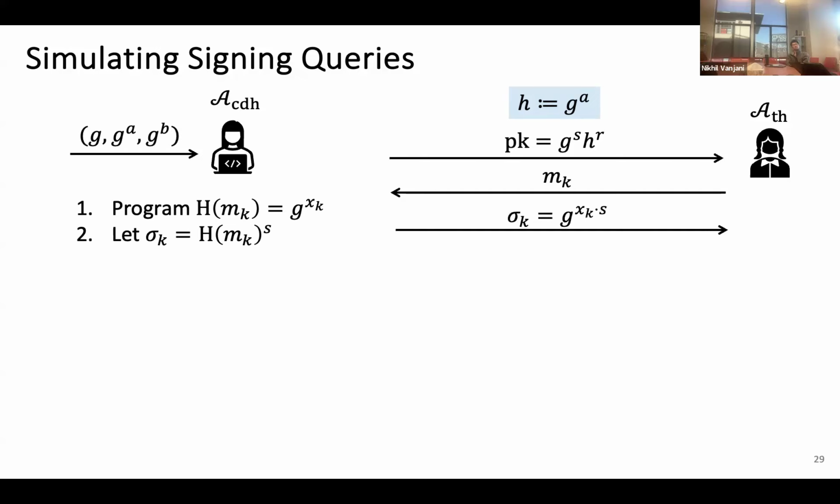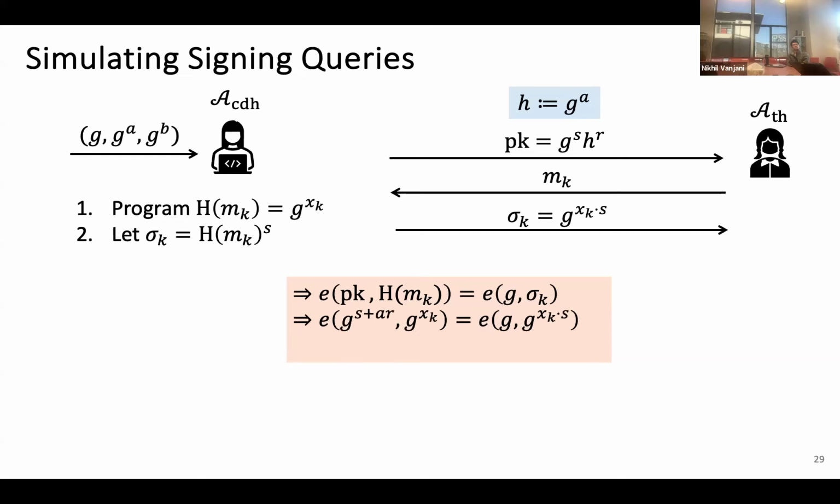Since this will be a valid signature, it needs to satisfy the BLS expression, right? And if I write this out, I have a public key of s plus a times r from here. And if you solve for this, the only value that satisfies the expression will be r equal to 0. So if we have a rigged public key, then we don't know how to simulate signing queries for other messages, because this expression will not be satisfied.